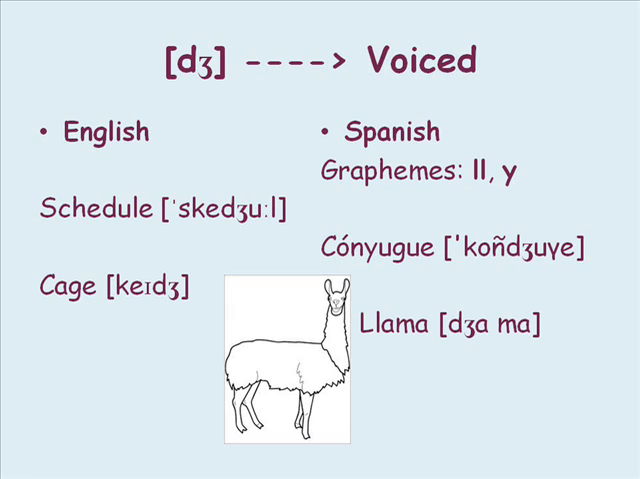This is a voiced sound. In English, it is found in the words schedule and cage. In Spanish, it is pronounced in the words written with the graphemes Y and double L, such as cónyuge or llama.